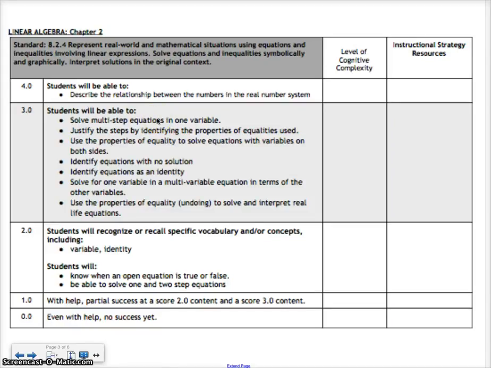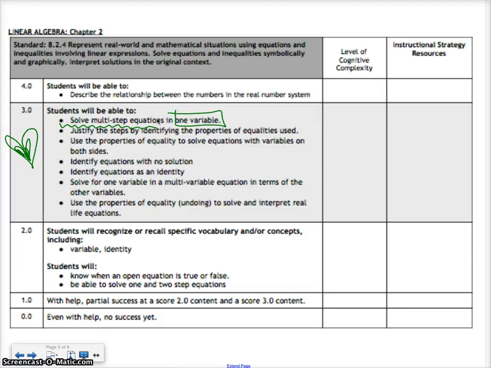8th graders, looking at your formal learning scale for our algebra unit, the last 2 days we've been solving 2-step equations. Prior to that, we've been solving 1-step equations, all of which get us into this level 3 understanding. And that's what we're going to work on today. We're going to solve multi-step equations that have one variable in it.